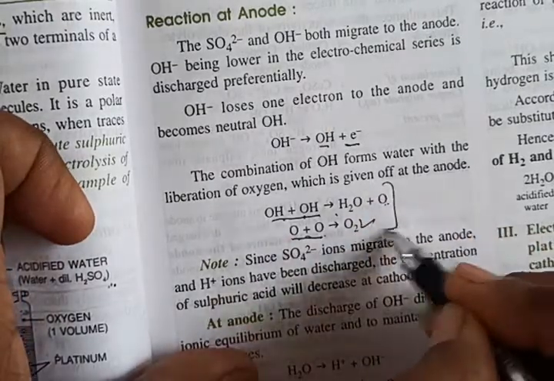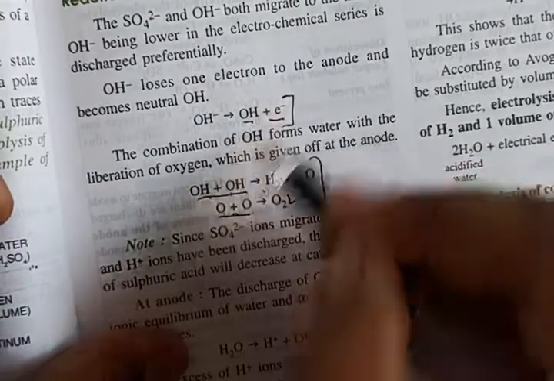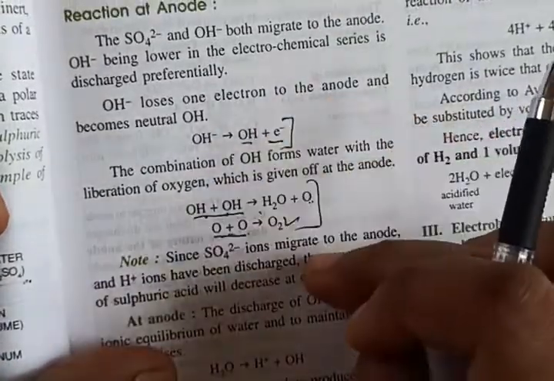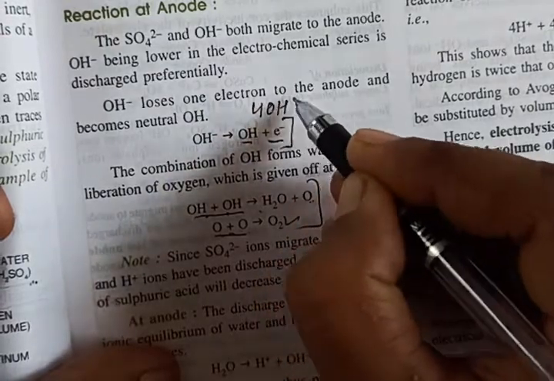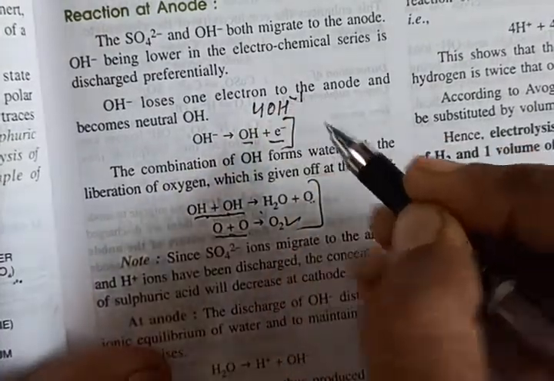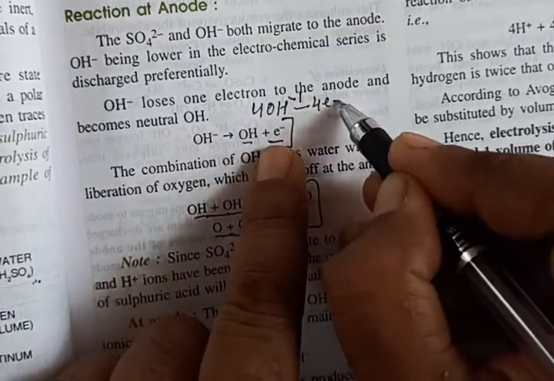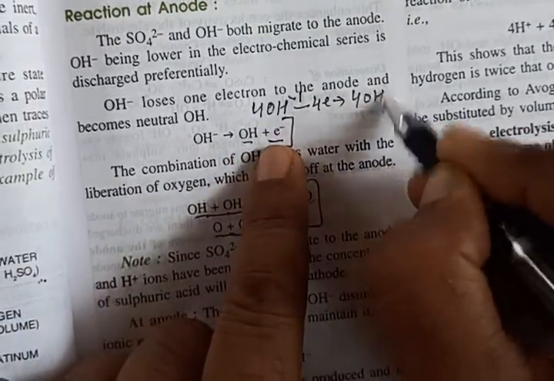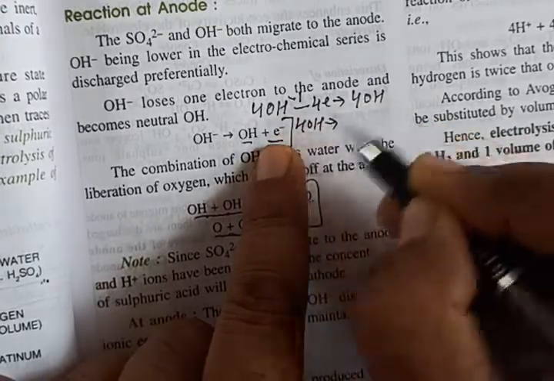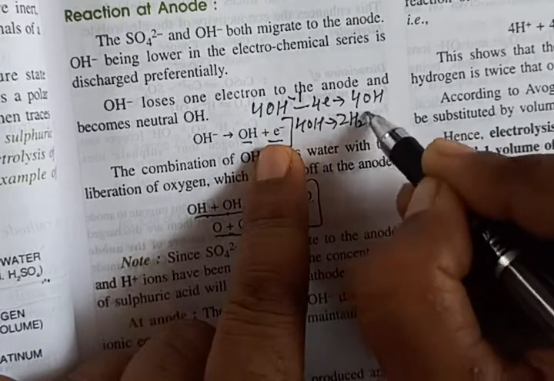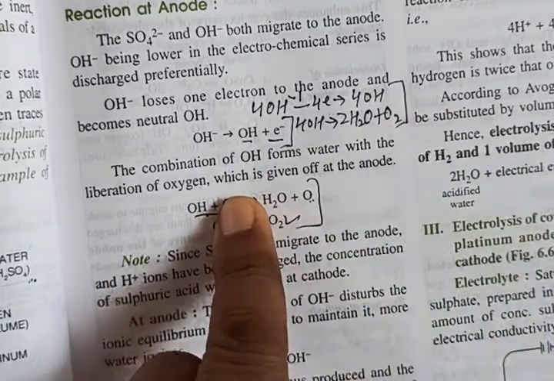That means in place of these equations, you can understand it from here, but in the examination you directly write 4 OH-. 1 OH- loses 1 electron, so 4 OH- will lose 4 electrons to form 4 OH radicals, and these 4 OH recombine to form 2 water and oxygen. In place of so many equations, you can write these two.